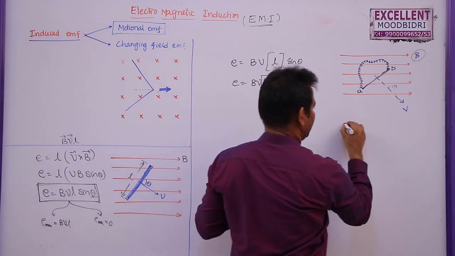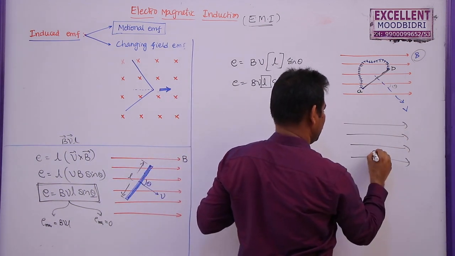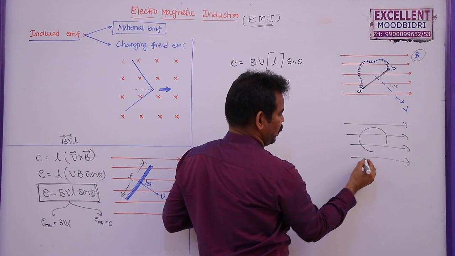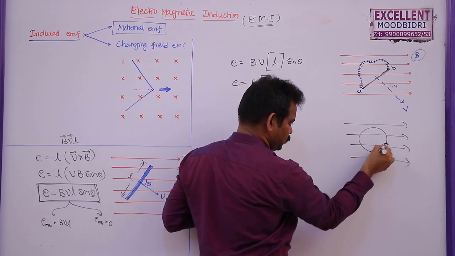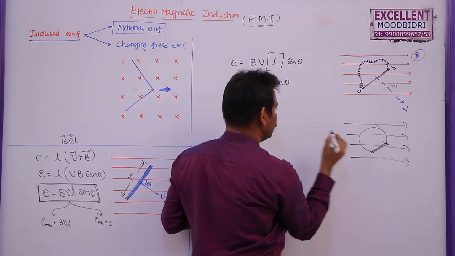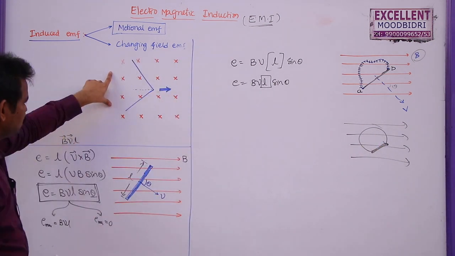In the same field, let us say this is the field. If the rod is placed like this, what is the EMF induced between these two ends? I need to consider only this length, but not this entire length. Now the third case, here you can see this one.